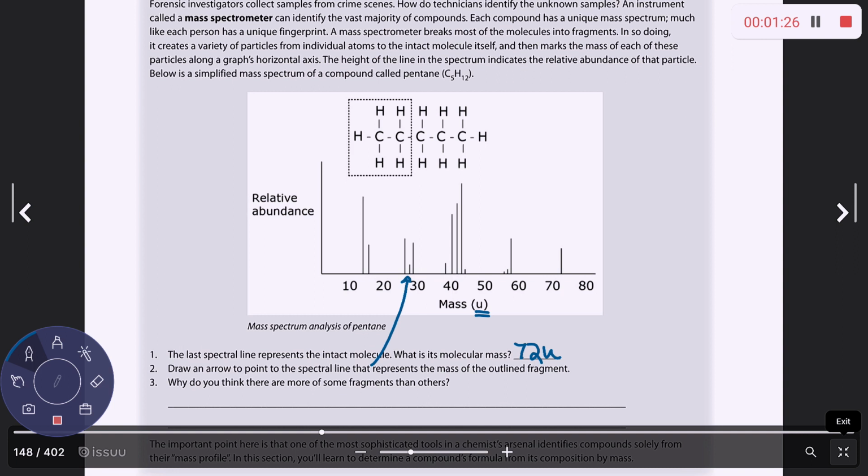Okay, and why do you think there are more of some fragments than others? So if I hit something with a laser, it's probably going to break where the weakest bond is. Does that make sense? So that would explain why there are more of some fragments than others, because there are weaker bonds that break.